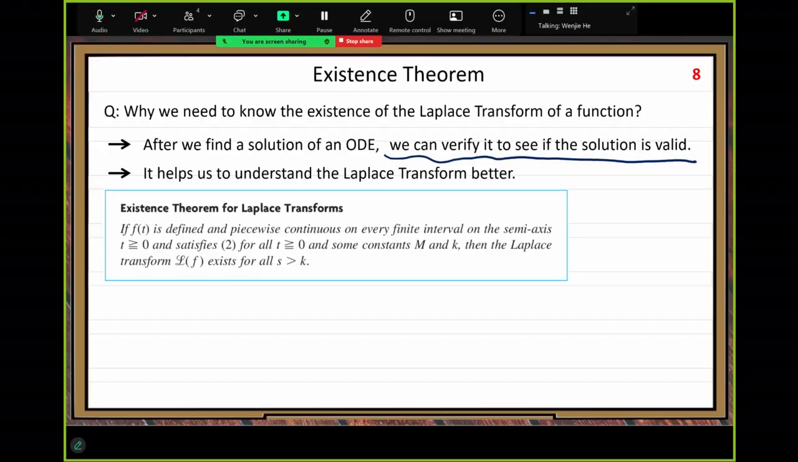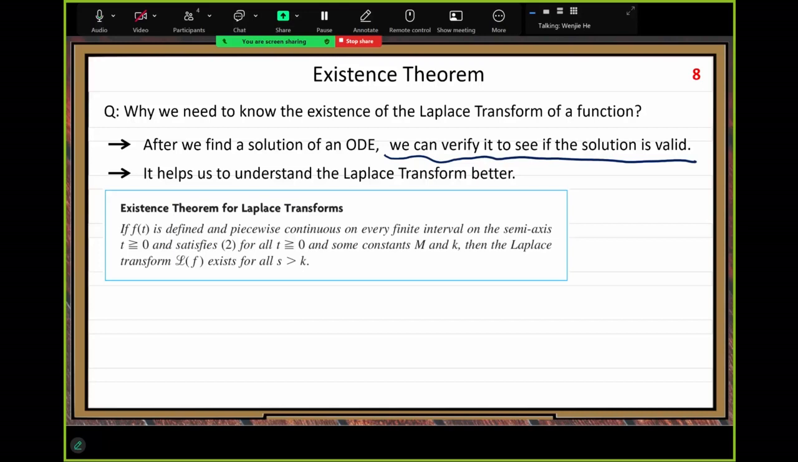The existence theorem for the Laplace transform. If little f function is defined and piecewise continuous. So you know piecewise continuous? It's slightly weaker than continuous. Continuous, you cannot have any discontinuity, right? Piecewise, the whole curve you can divide into several pieces. Each piece is continuous, but between two adjacent pieces there is a jump, a discontinuity point. So that's piecewise continuous.